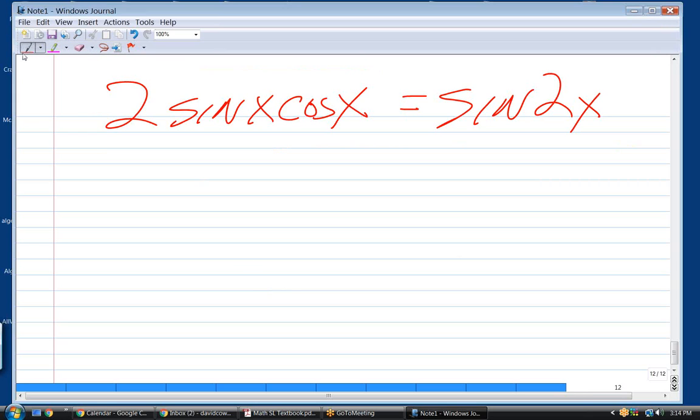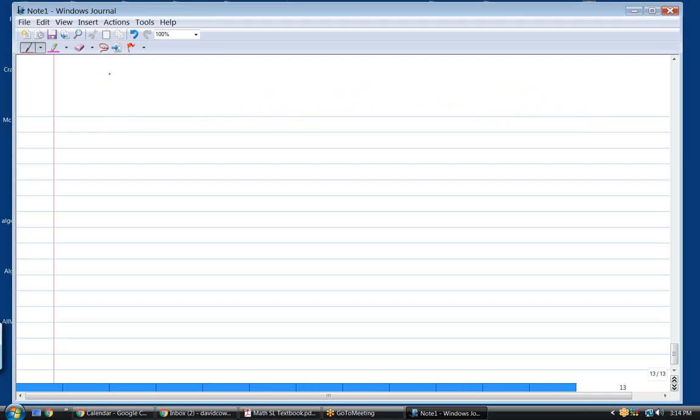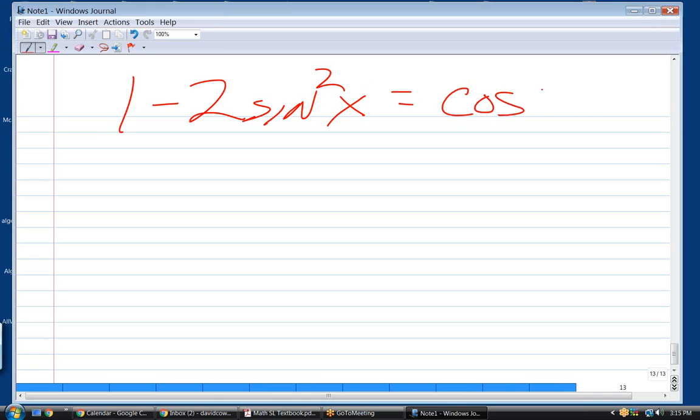Just like all math. I don't know of any math where they don't want you to be able to go in both directions. If you know an expression expressed exponentially, they want you to be able to express it logarithmically. If something's expressed logarithmically, you want to be able to express it exponentially. Next one I have is 1 minus 2 sine squared x. And knowing that backwards, would it be cosine 2x? Yep. Good. That's a free one.